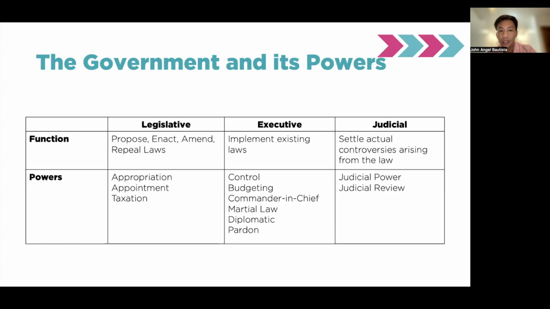Taxation. The Legislative Department has the power to impose taxes. The collection is in the executive, pero yung imposition ng taxes must belong to the Congress, no?